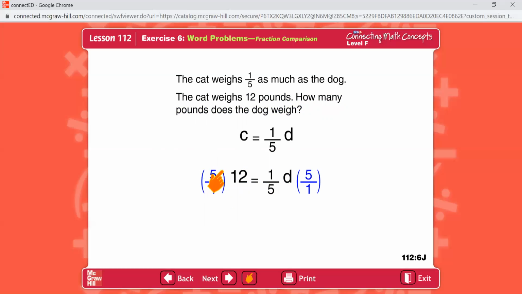So 5 times 12 equals 60. 1 times 1 equals 1. 60 over 1 equals 60. So D equals 60. The dog weighs 60 pounds.